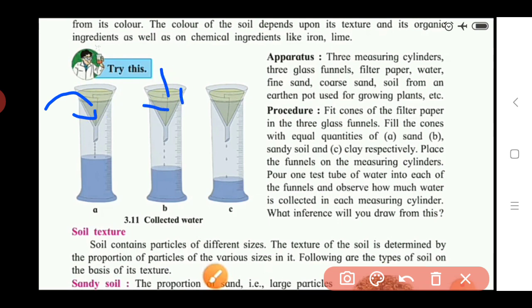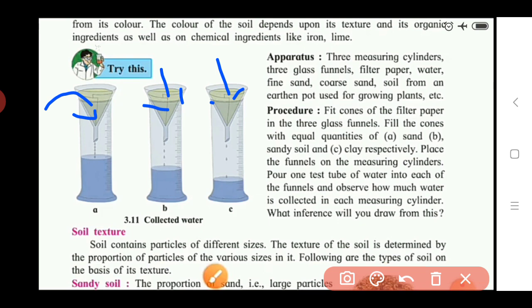In each funnel, and observe, and here measure the water. You know on the measuring cylinder there are numbers, which show how much water is present inside. So it is used for measuring how much water is collected in that cylinder when we add one test tube of water to every measuring cylinder. So pour one test tube of water into each funnel and observe how much water is collected in each measuring cylinder. What inference will you draw from this?